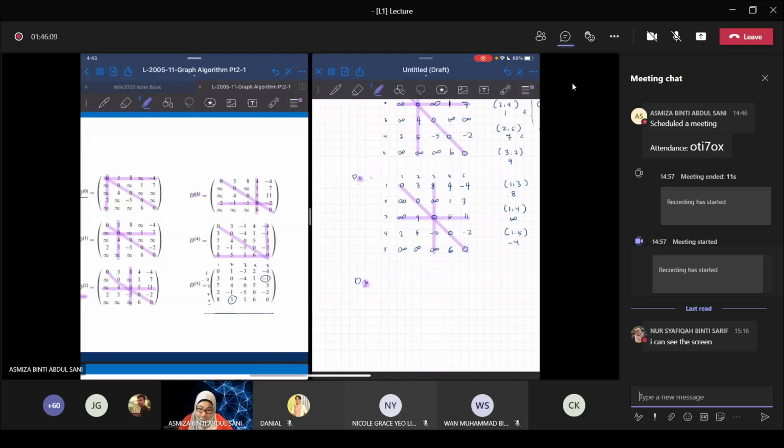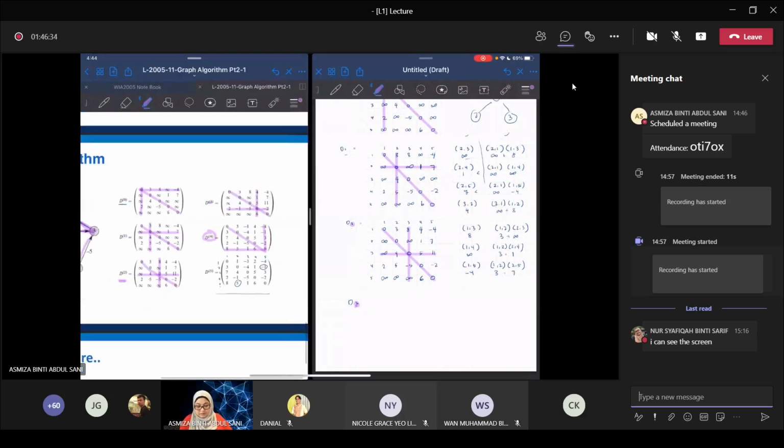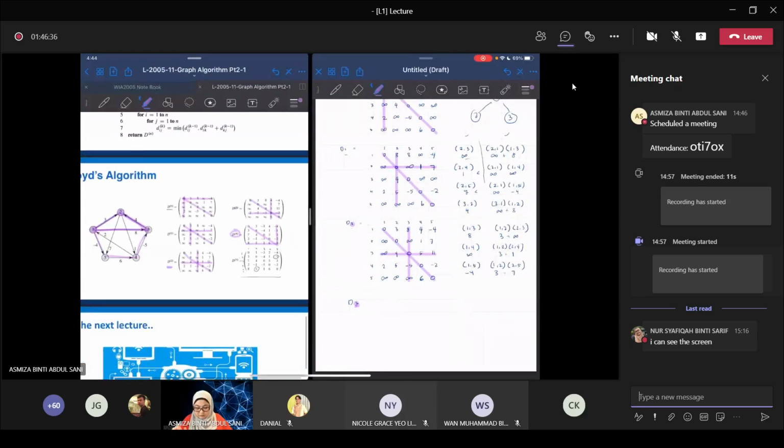Okay, so for D4, you have to go to node 4. For D5, you have to go to node 5. And so on and so forth. And finally, you're going to get the final answer, and that final answer is going to show you the distance from all pairs to the rest of the nodes. Okay. And yeah, I don't think we can calculate this until right now.